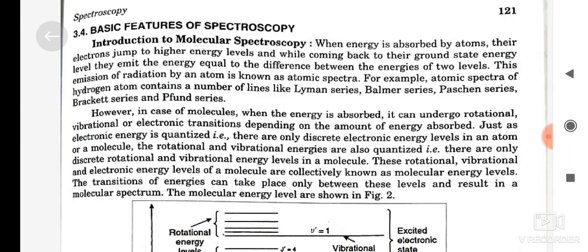These rotational, vibrational and electronic energy levels of the molecule are collectively known as molecular energy levels. The transition of energy can take place only between these levels and result in molecular spectrum. The molecular energy levels are shown in figure 2.